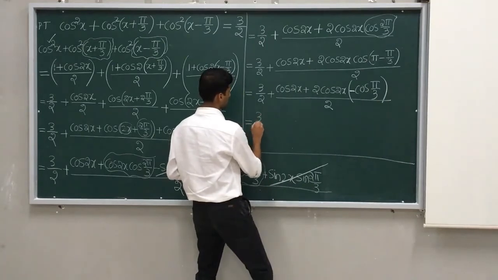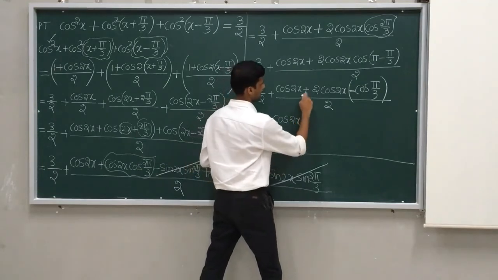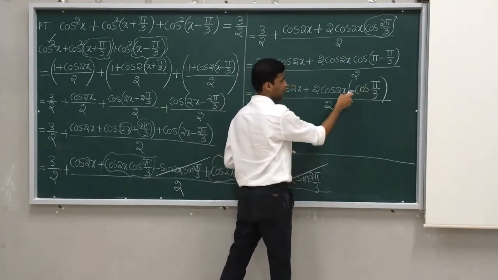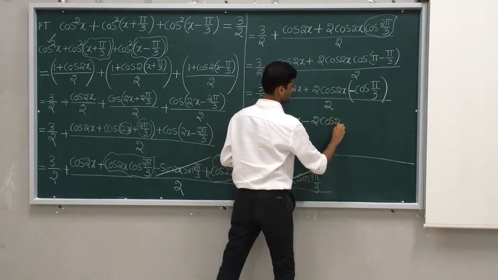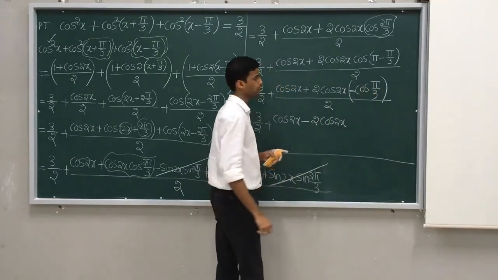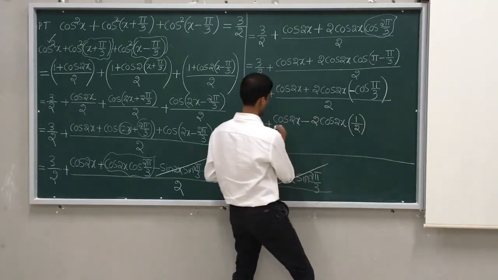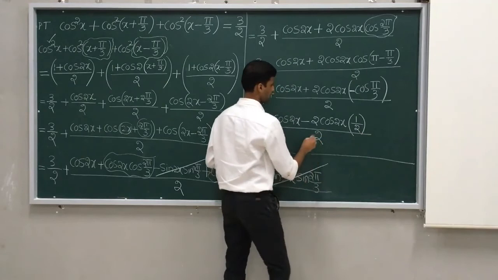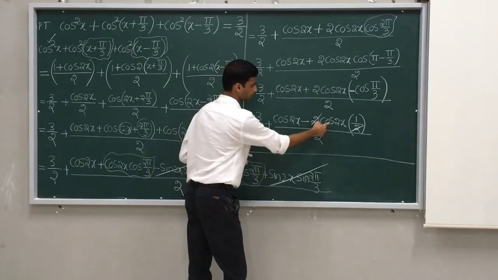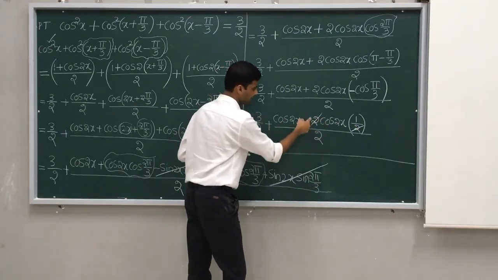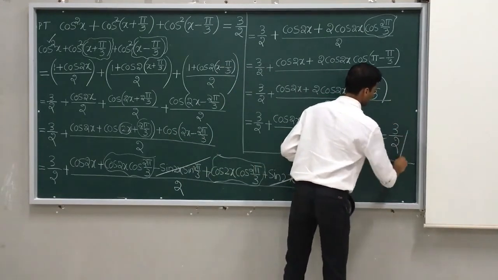Therefore, this becomes 3 by 2 plus cos 2x, plus into minus. It is not cos of minus theta; the minus is already outside. Plus into minus, minus 2 into cos 2x, cos of pi by 3. Cos of pi by 3 means 180 by 3, that is cos 60. Cos 60 is 1 by 2, right? Whole divided by 2, so the 2 gets cancelled. You are left with cos 2x minus cos 2x, which is 0. 0 by 2 is 0. 3 by 2 plus 0 is 3 by 2. I guess that is expected.